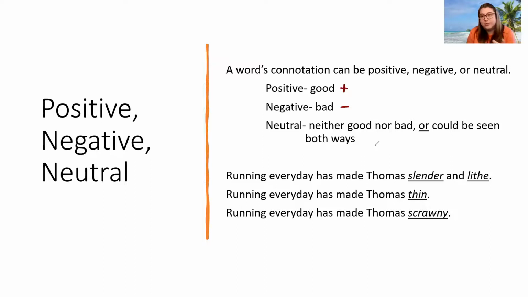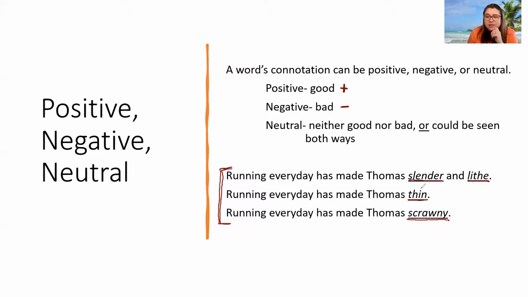So let's look at some examples of how these positive, negative, and neutral words work. Down here, I have the same sentence written three different ways using three different vocabulary words. My sentence is talking about Thomas, and I'm going to say that running every day has made Thomas something. In my first sentence, running every day has made Thomas slender and lithe. In my second sentence, running every day has made Thomas thin. And in my third, running every day has made Thomas scrawny.